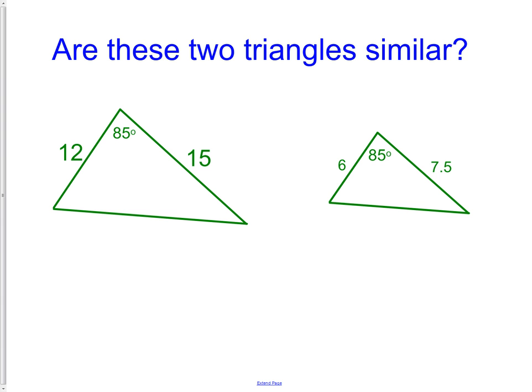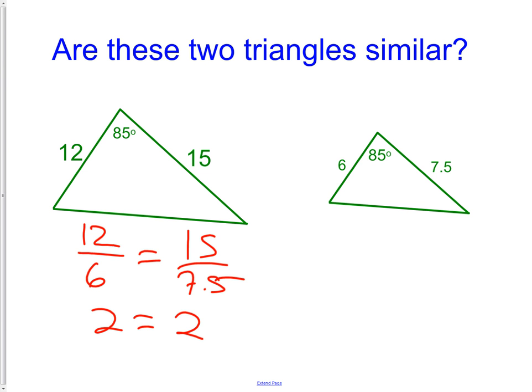Next, we have two triangles that have two sides and one angle. Well, we have the angle, that's okay. Now let's compare the sides. I have 12 over 6 and 15 over 7.5. If I divide those out, I get 2 equals 2. Again, these triangles are similar. The reason is side, angle, side.